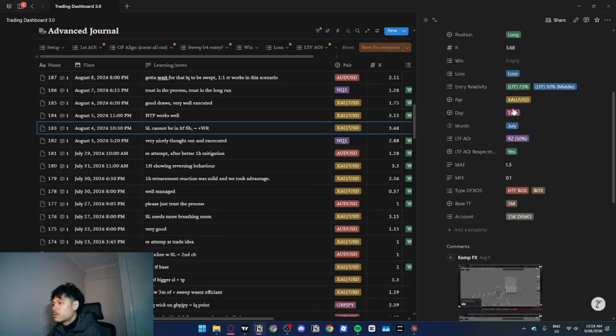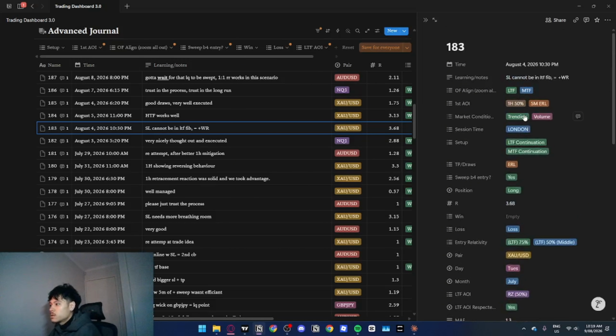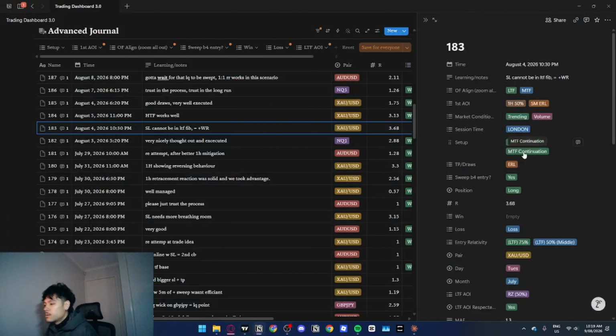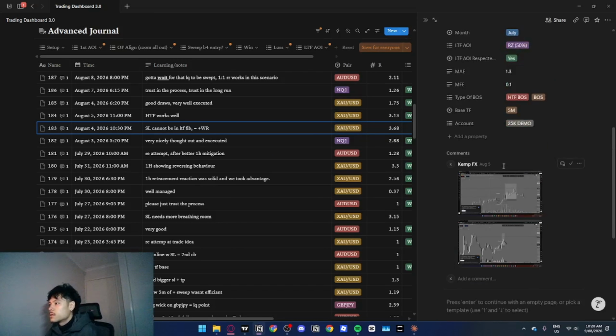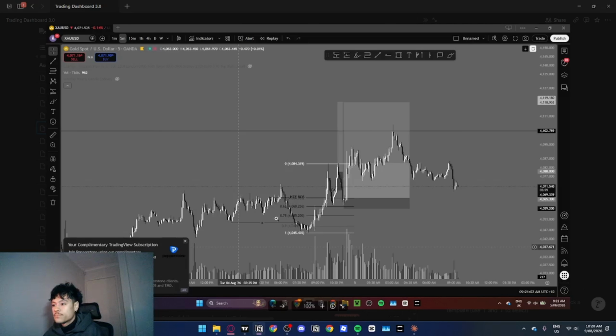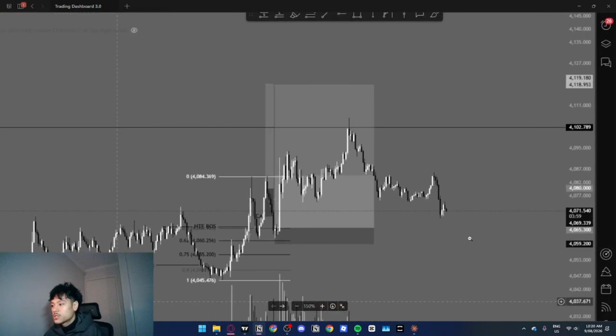We took it on the Tuesday. It's a gold trade. It was a lower time frame and middle time frame continuation. The market condition was trending with volume, and let's just have a look here. On the 1 hour, we can see that we had bullish structure from earlier that day, and on the lower time frame, we have a higher time frame breaker structure here with price shifted.